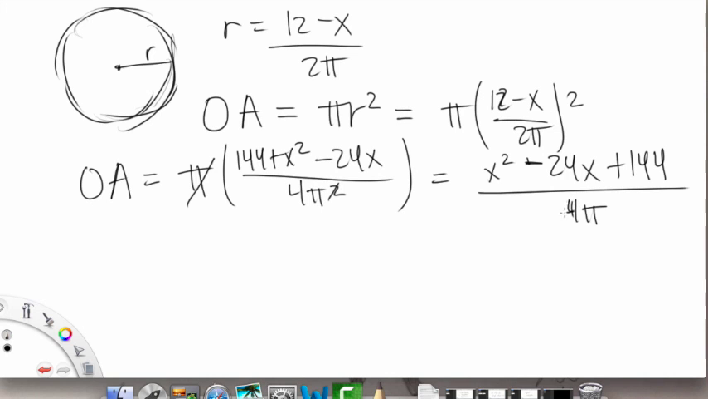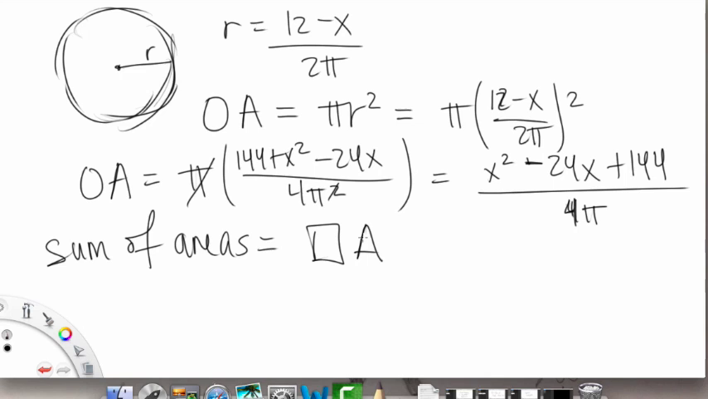So this is the area of our circle in terms of x. The way we can write the sum of the areas is the following. The sum of areas should be equal to the area of the square plus the area of the circle.